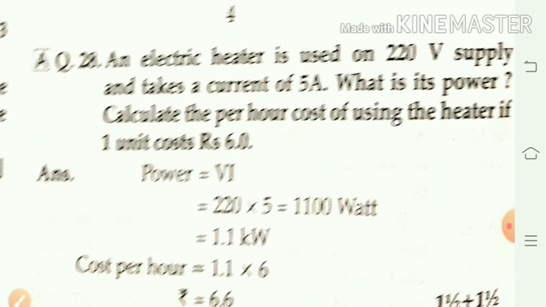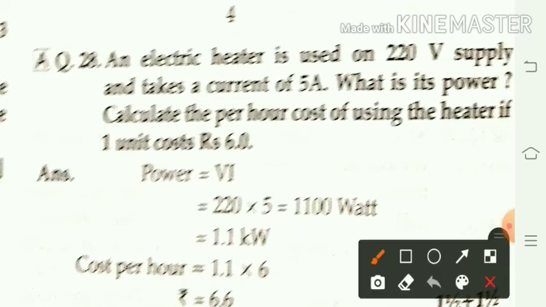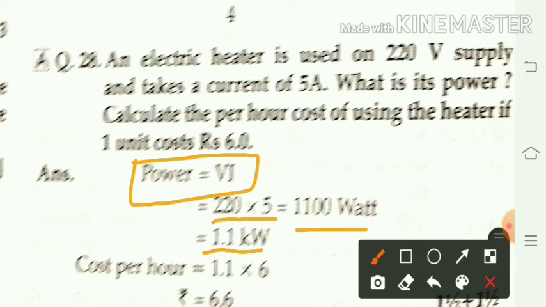Next question. An electric heater is used on 220 volt supply and takes current of 5 ampere. What is the power? Calculate the per hour cost of using the heater if 1 unit costs 6 rupees. As you know, the formula of power is P is equal to VI. V is 220 into 5, it becomes equal to 1100 watt, or you can also write it as 1.1 kilowatt.